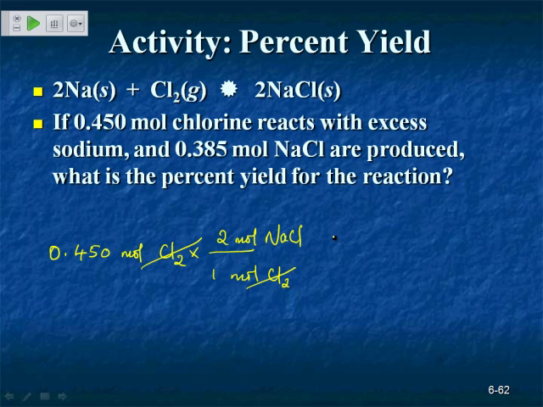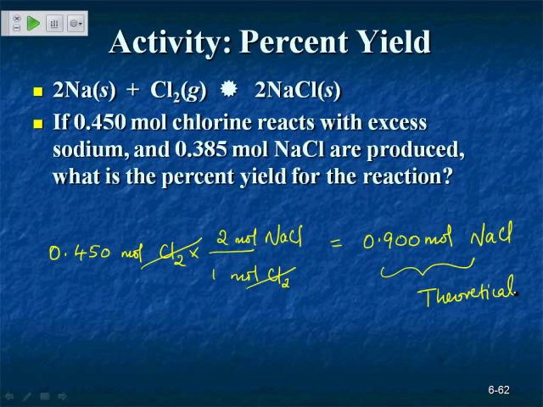So I will get the number of moles of NaCl that should be produced. How much is that? 0.450 multiplied by 2 will be 0.900 moles of NaCl. So this is your theoretical yield. This is what you call the theoretical yield. What you would calculate using the amount of the limiting reactant and the mole ratio from the balanced equation.